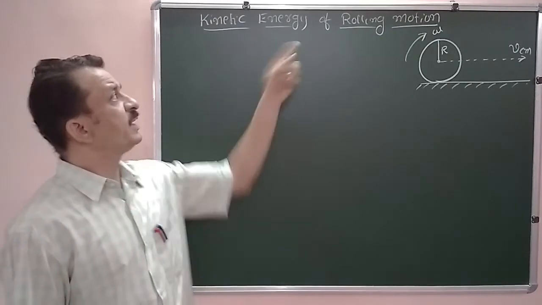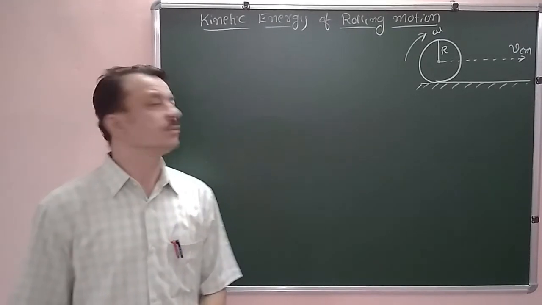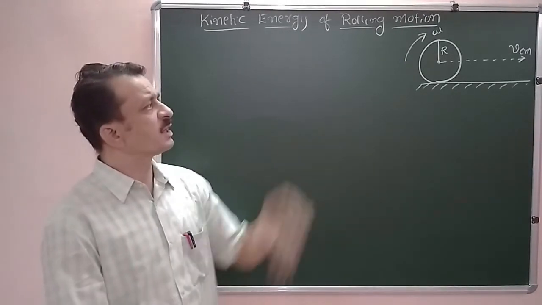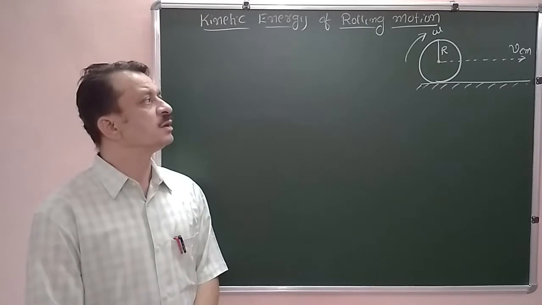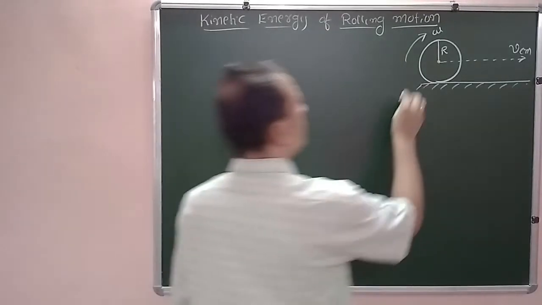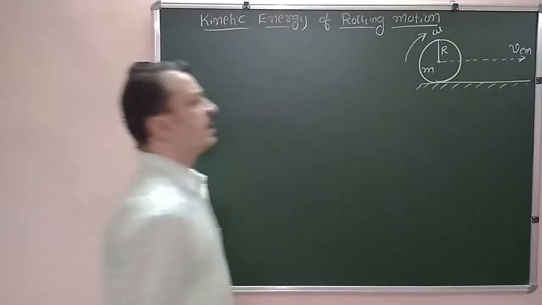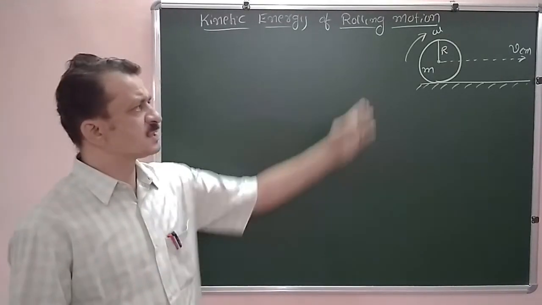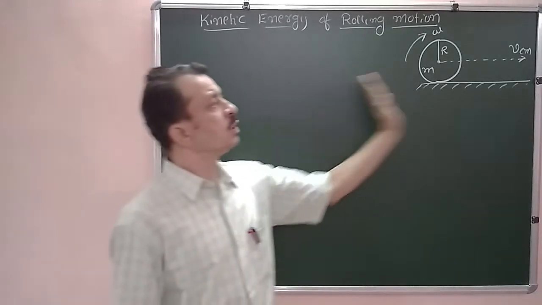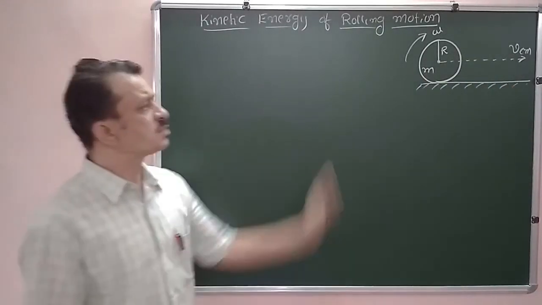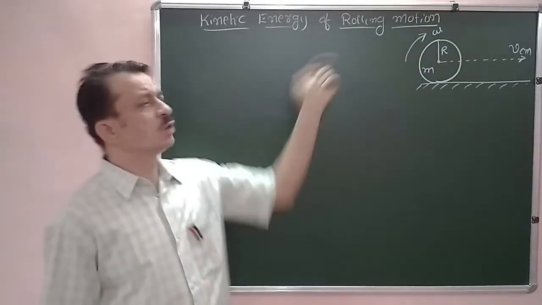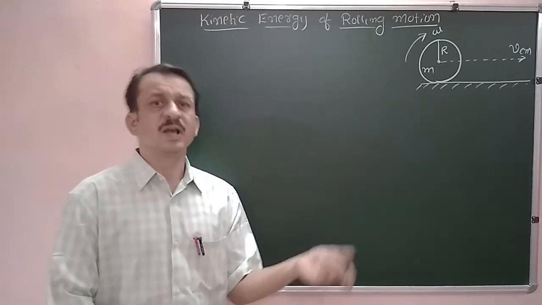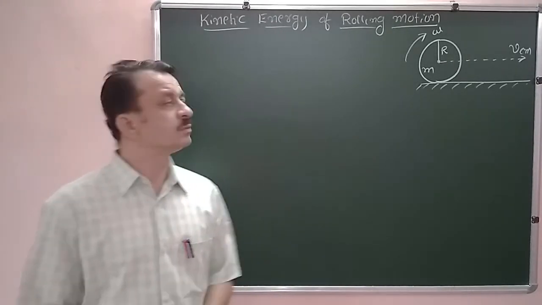Now we will study kinetic energy of rolling motion. Now consider a rigid body. Here we are considering a circular disc of mass small m and radius capital R. Now that rigid body, that is circular disc, is rolling down. Now this rolling motion is the combination of translatory motion as well as rotatory motion.